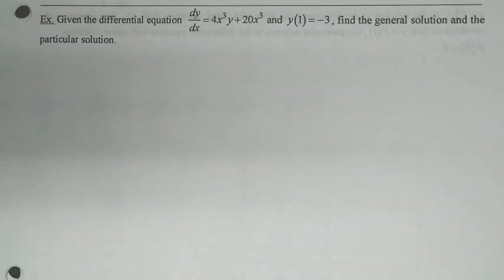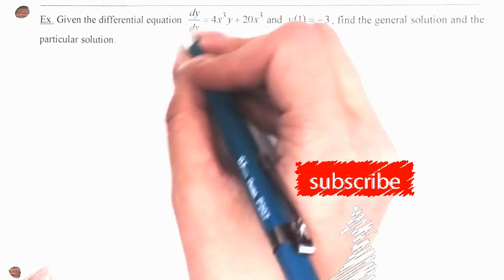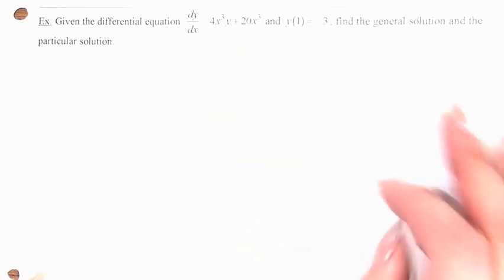For the second problem, given the differential equation dy dx is equal to 4x cubed y plus 20x cubed, and that y of 1 is equal to -3, we want to find the general solution and the particular solution. So what are you going to do? The first thing that you notice is that I cannot do separation of variables with this equation as it is.